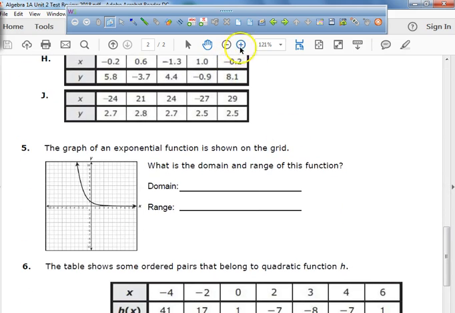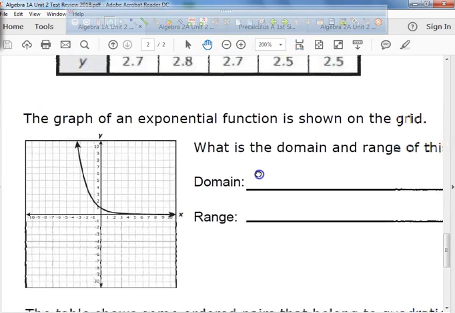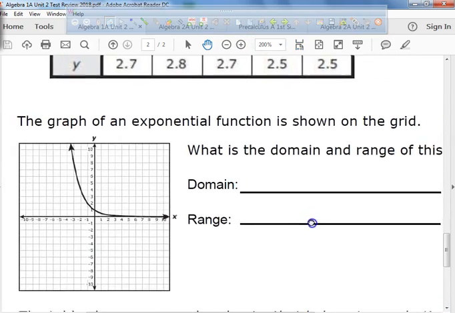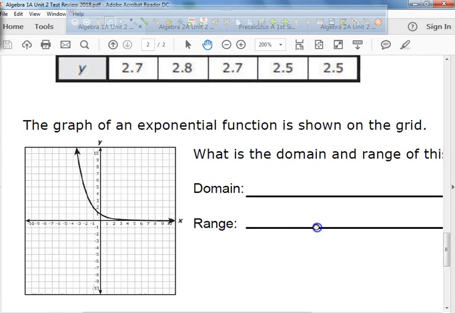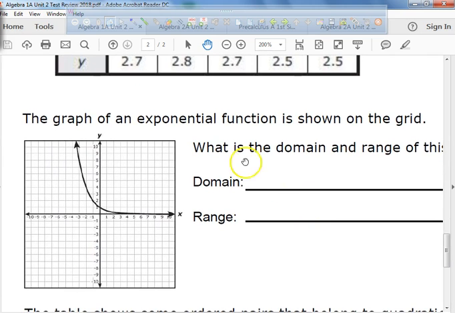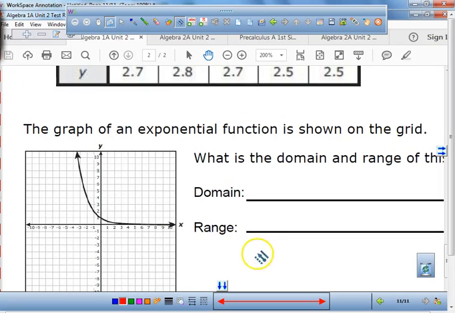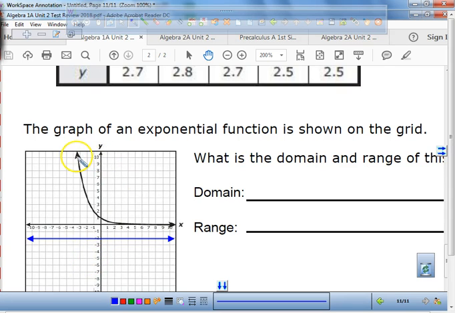Ooh, we have a graph of an exponential function, everybody. We have a graph of an exponential function, and we're going to find the domain and the range of this function. Okay, so let's look at it carefully. Okay? So right now, let's look at the domain of this exponential function. Everybody, this right here, that is the domain. This domain, you can tell, is going to the left forever, and it's going to the right forever.